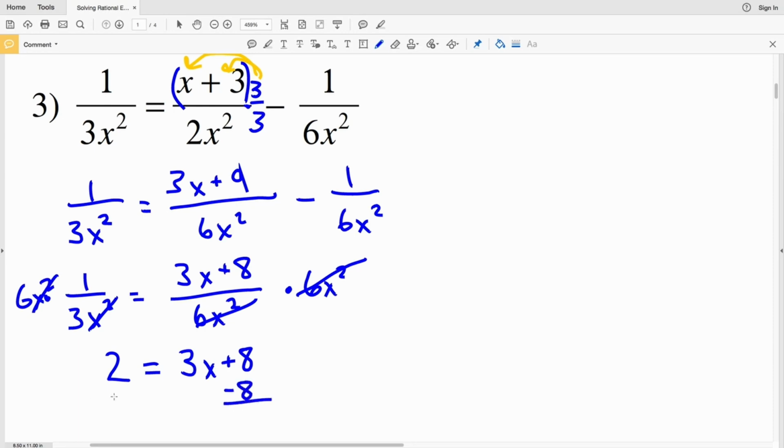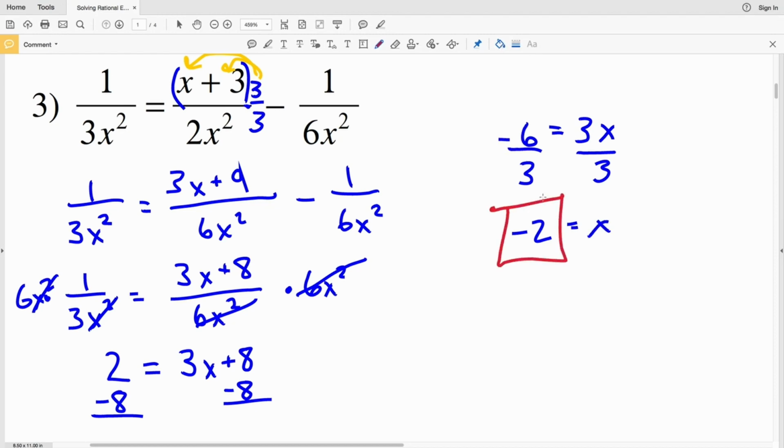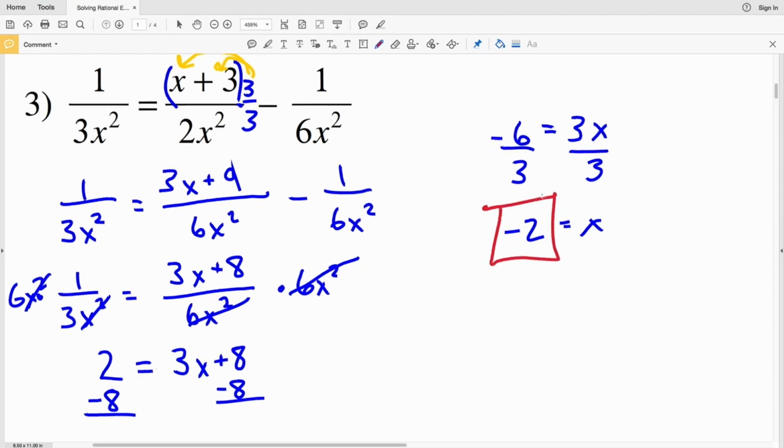Subtract 8 from both sides to get that negative 6 on the left is equal to 3x. Divide both sides by 3 to get that negative 2 is equal to x. And that's the solution for number 3. Let's move on to number 4.